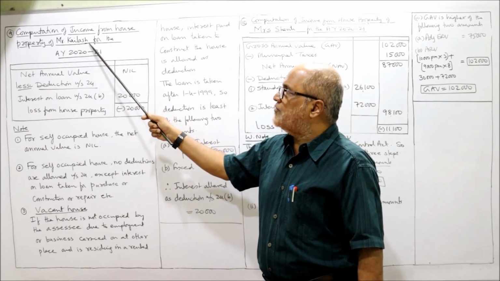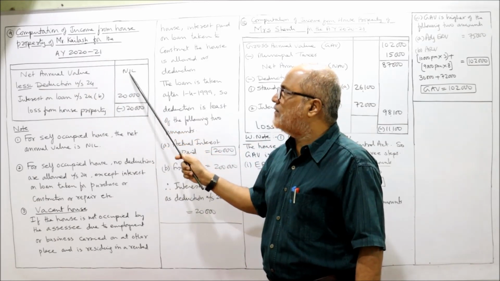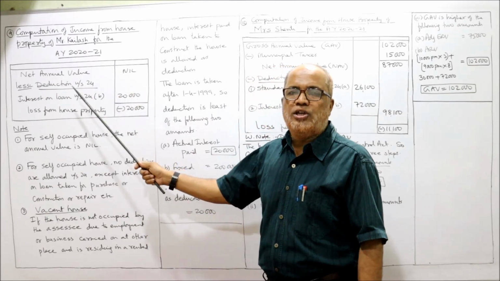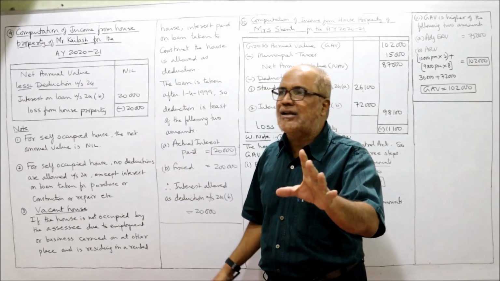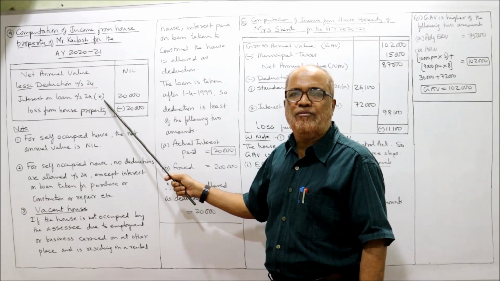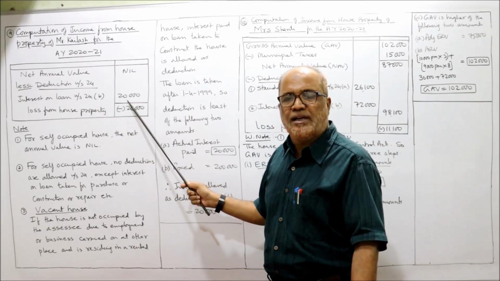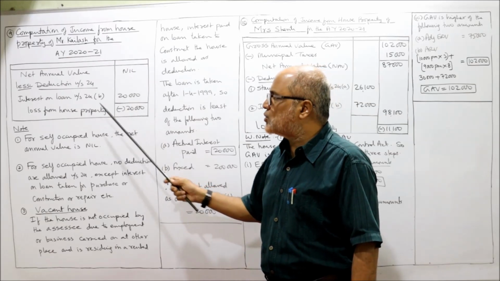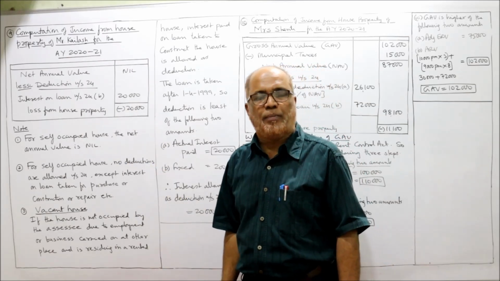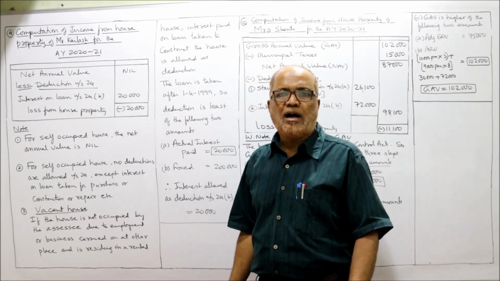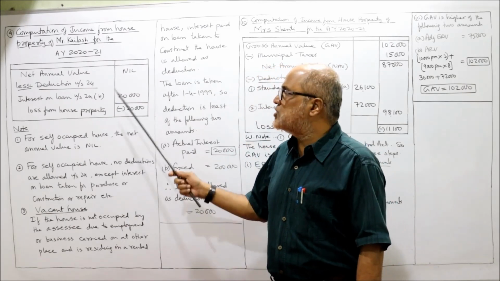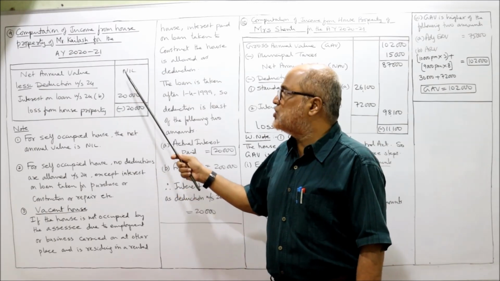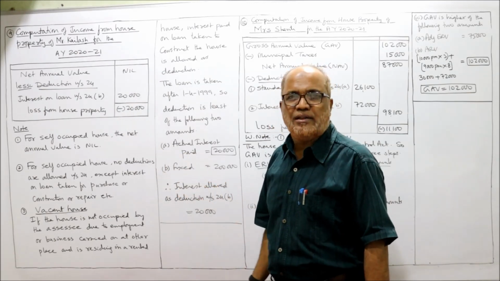Computation of income from house property of Mr. Kailash for the assessment year. Net annual value nil. For a self-occupied house, NAV will be nil. Deduction: only one deduction will be allowed, interest on loan taken under section 24(b), 20,000. It is given interest paid is 20,000. So 0 minus 20,000 is minus 20,000, the loss from house property. It is not income, it is a loss because there is no annual value but there is one expenditure deduction.